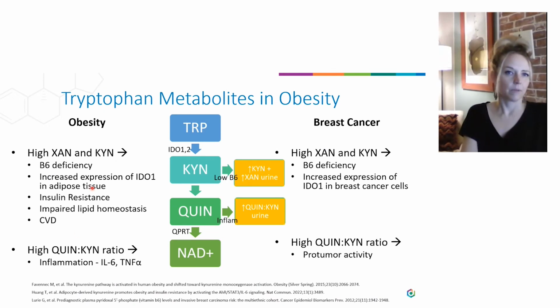So Kine and Zan are associated with obesity and with breast cancer. The Quin-Kine ratio may be high in inflammation. It can indicate pro-tumor activity. So all reasons we really like to keep these guys in check if we can.